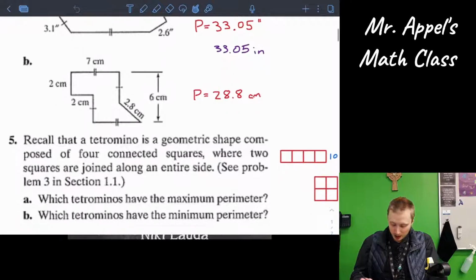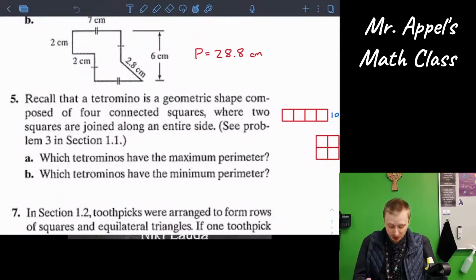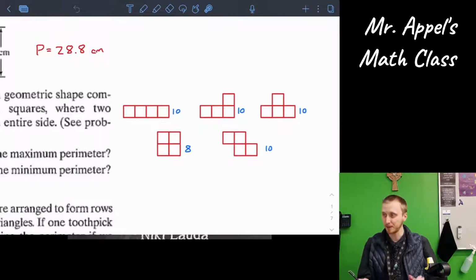Number 5, recall the tetrominoes. Yeah, those good old Tetris shapes. What are their perimeters like? We know the area. I mean, it's 4 squares every time, right? So the area is consistent. But how about the perimeters? There's only 5 unique shapes. Flipping them and spinning them around doesn't change this.